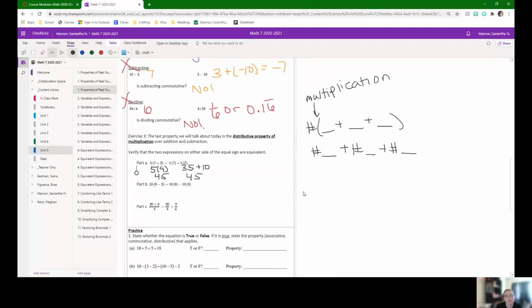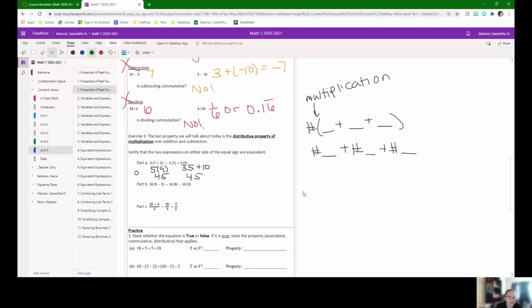Let's see if we can do it with some subtraction. So they did 10 times 9, and then they subtracted 10 times 3. So pause the video, see if you can see if these are the same on both sides. So does it work with adding and does it work with subtracting?